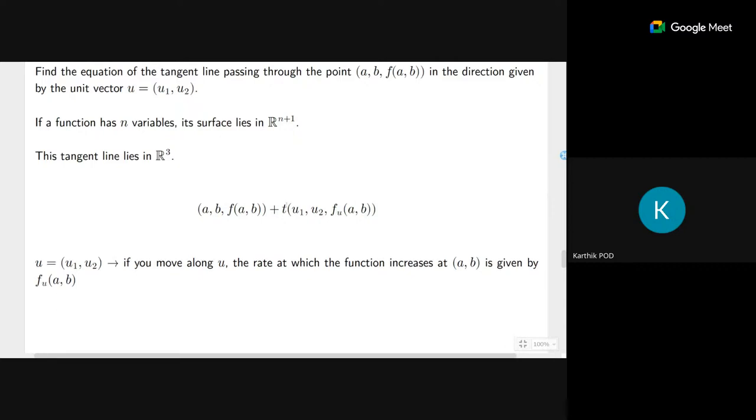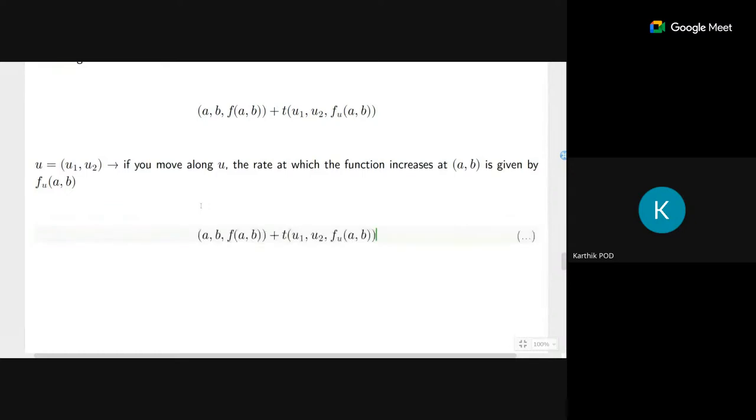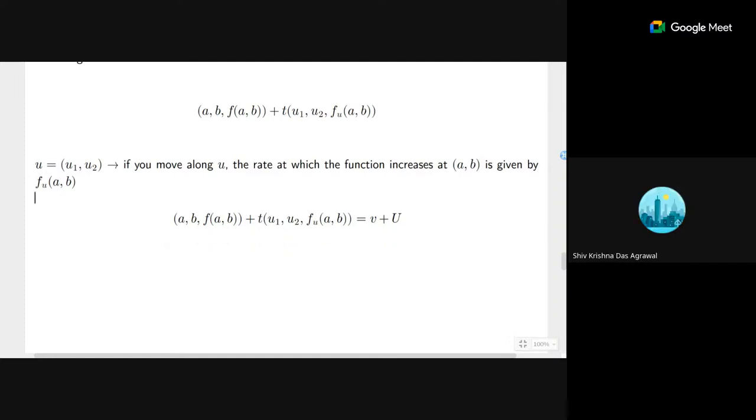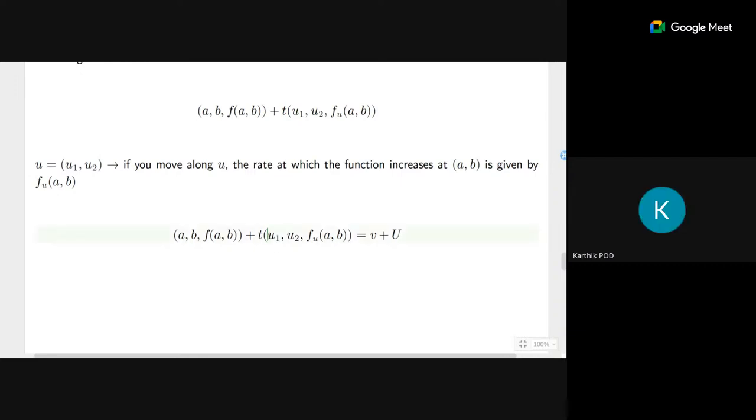So this is another affine subspace, but this time it's in R3. So an affine subspace in R3, which is of the form V plus U, where U is given by span of u1, u2, fu of a comma b. So for n variables, we need n variables and the function of those n variables plus the derivative. Yes, exactly. You'll have n plus 1.